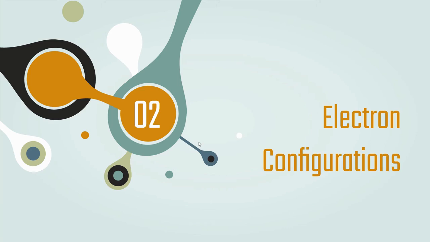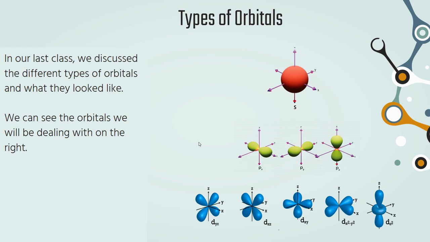All right, in this presentation, I'm going to be talking about the second part of the quantum mechanical model notes. This presentation is specifically going to be focused on electron configurations. So, how electrons fill those orbitals that were discussed in the last set of notes.